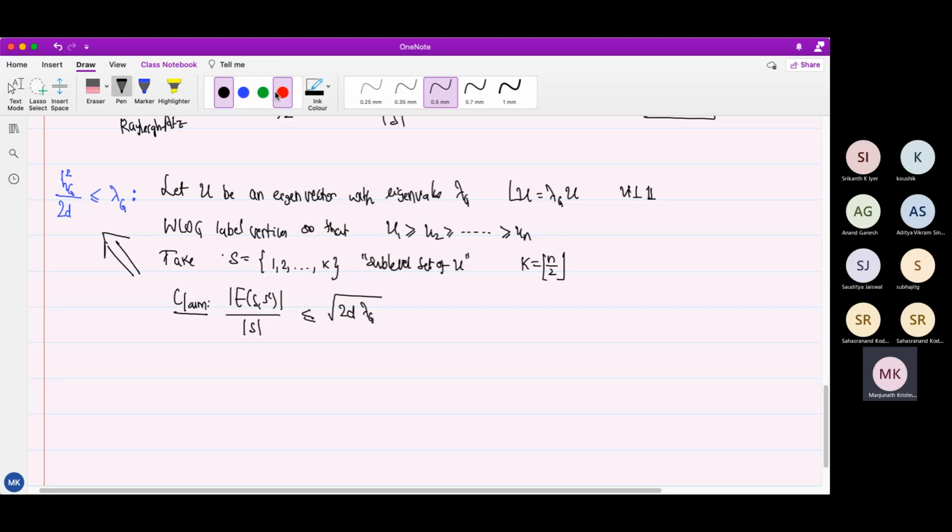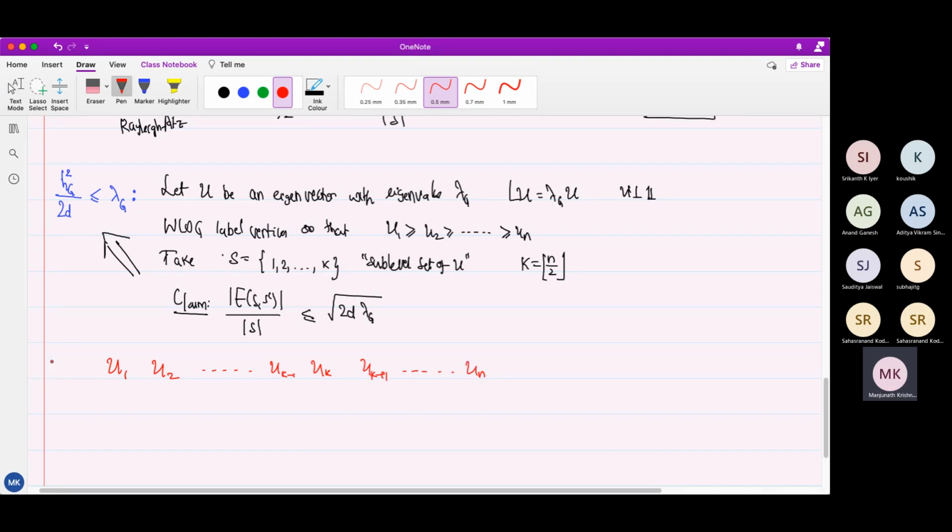Now this proof is a bit tricky. It's not so obvious. So how do you do this? First of all, you have this U. Let's write this vector U: we have U1, U2, up to UK minus 1, UK, UK plus 1, and so on up to UN.